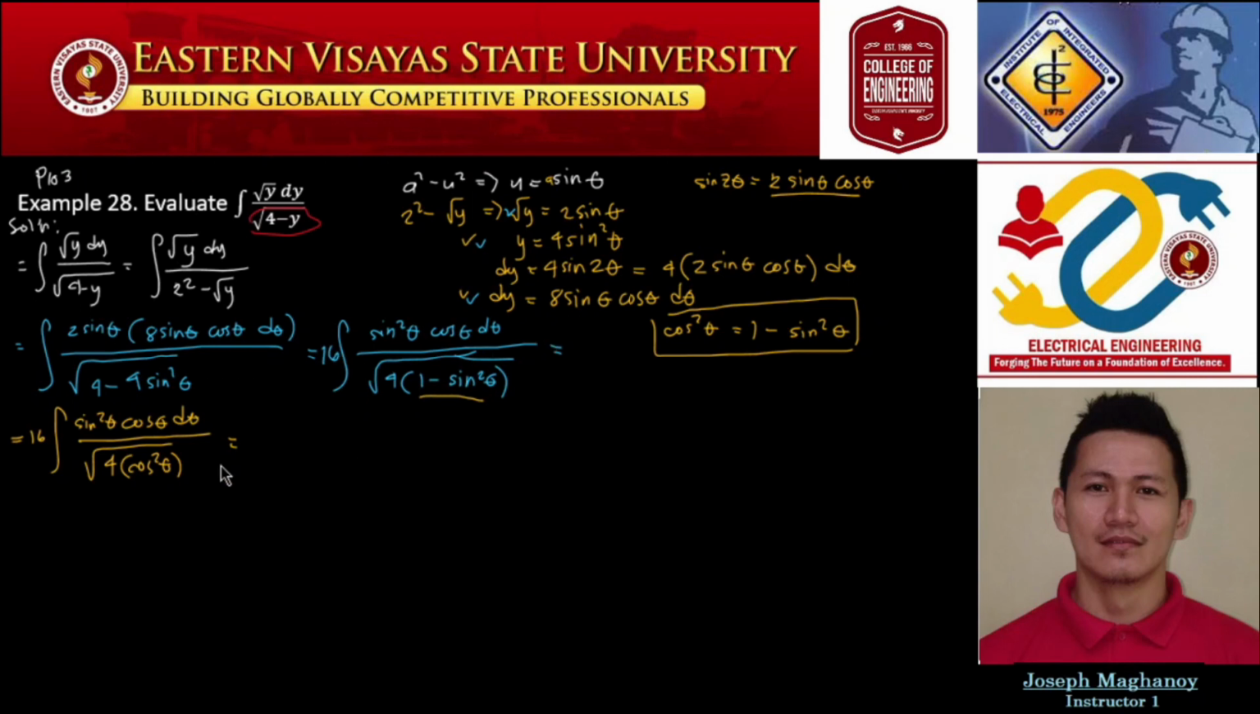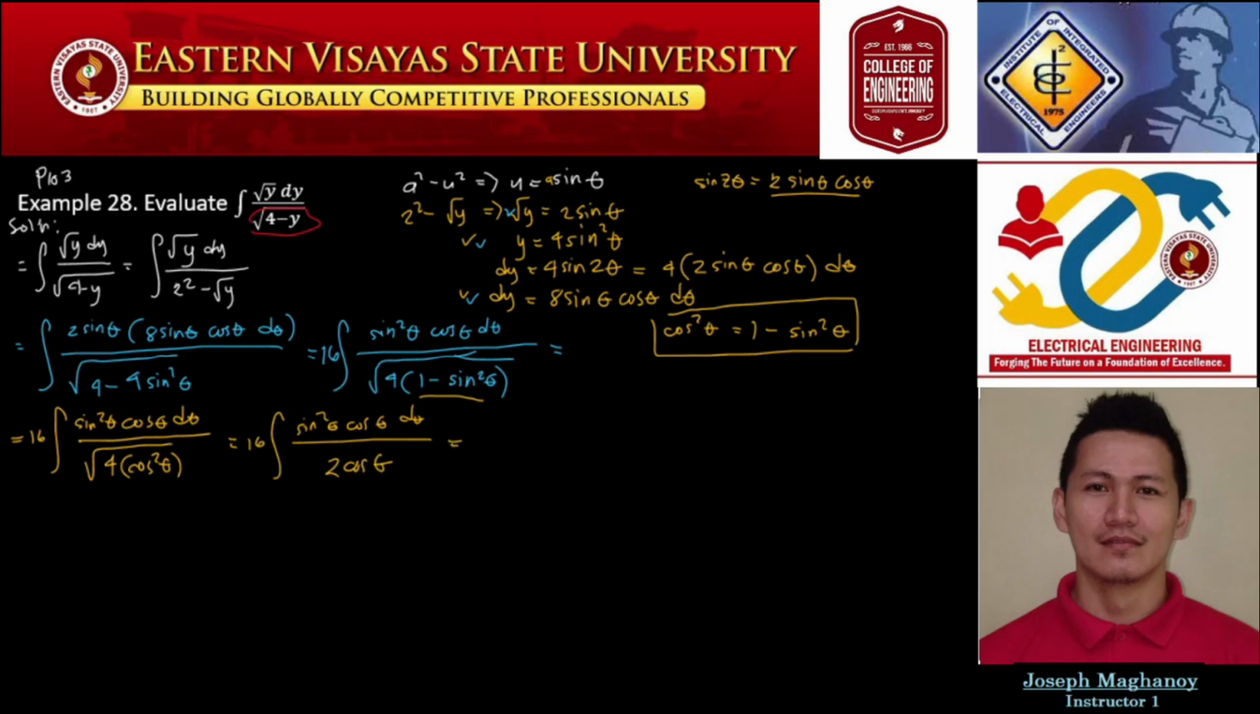Okay, so next, we apply the radical at the denominator. So if we apply a radical to our denominator, that will become square root of sine squared theta cosine theta d theta. So we apply our radical. Square root of 4, that is 2. Square root of cosine squared theta cancels out the square, leaving cosine theta.